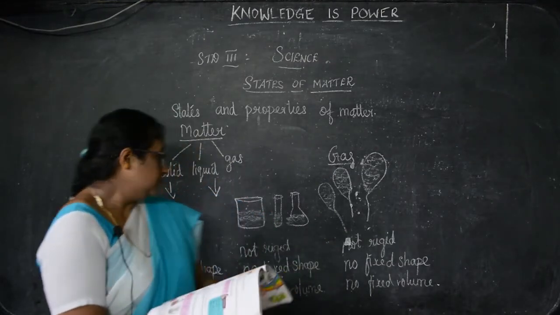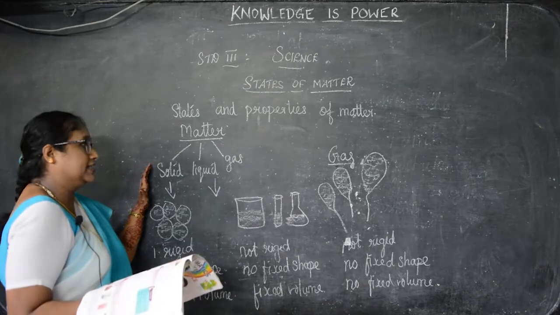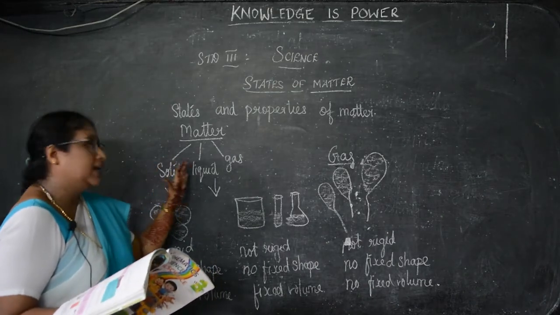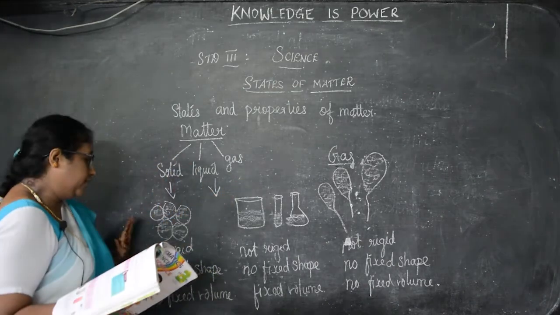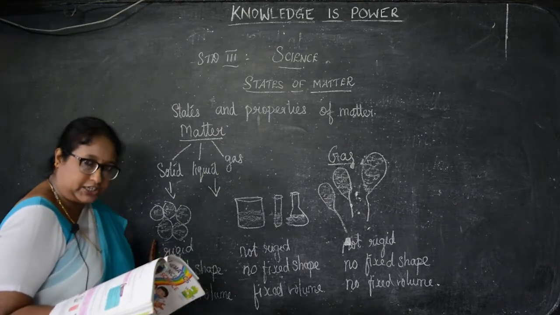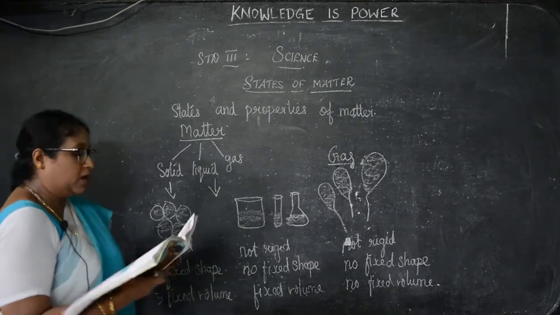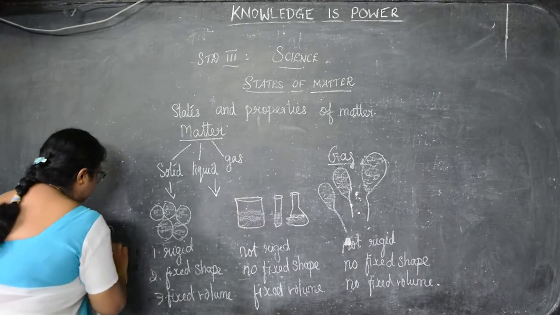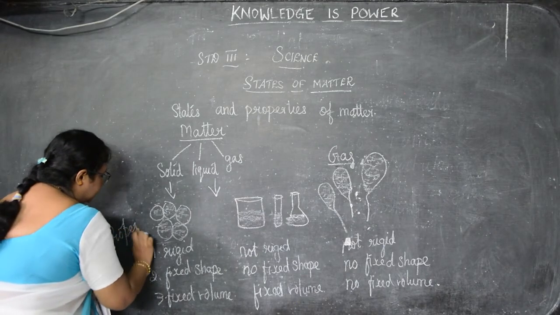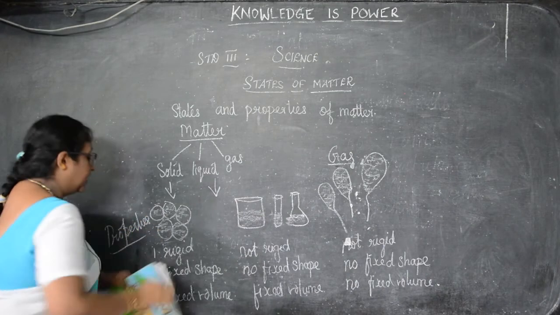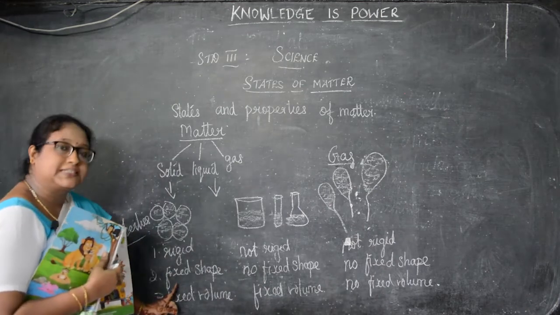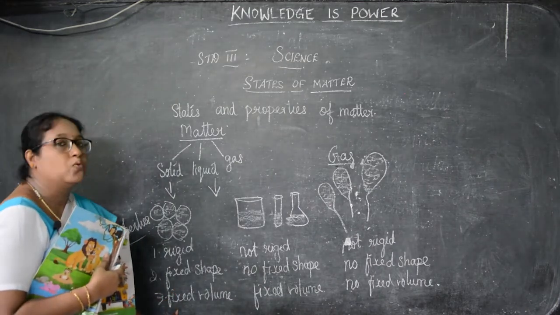Once again, matter exists in three ways: solid, liquid and gas. If you take solid, it is rigid. These are the properties, panbugal, that I am saying. So for solid: they are rigid, with fixed shape and fixed volume.